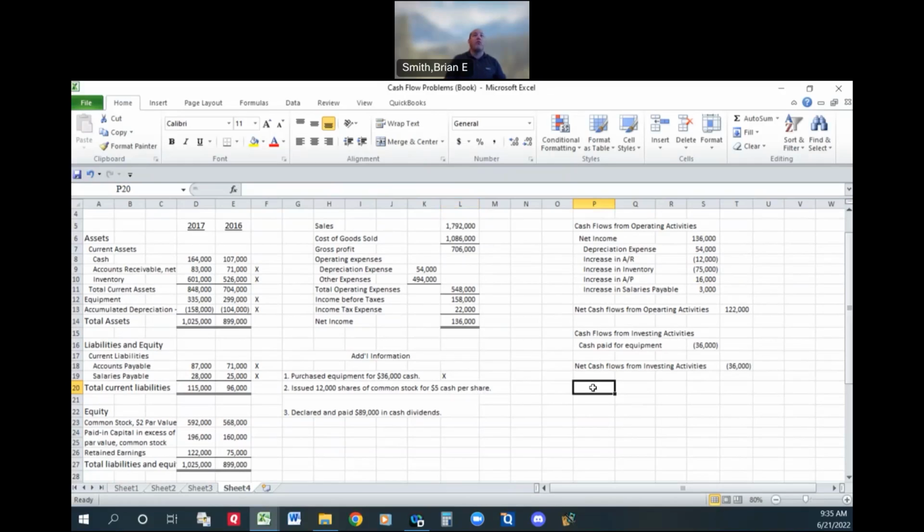So we're going to go financing activities. And I'm just going to spitball this because I'm willing to bet. All right, investing, and we're going to go financing.